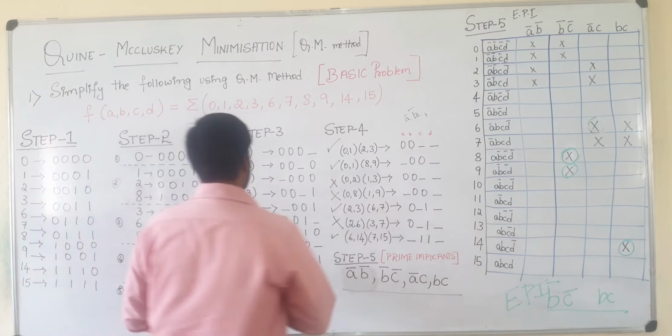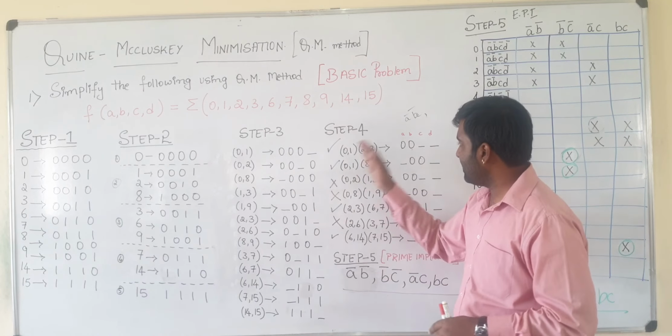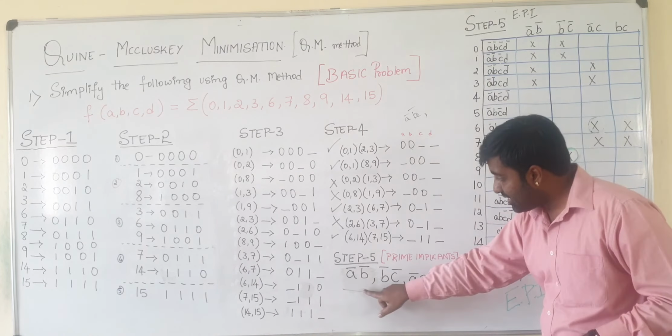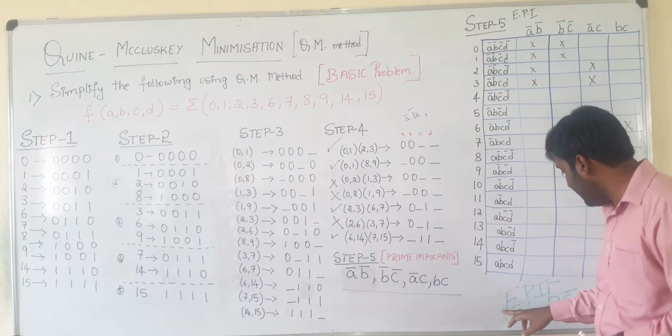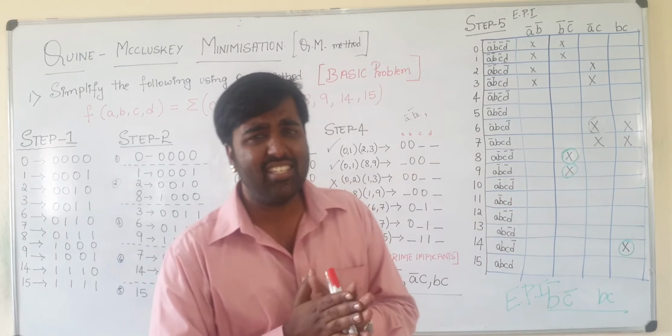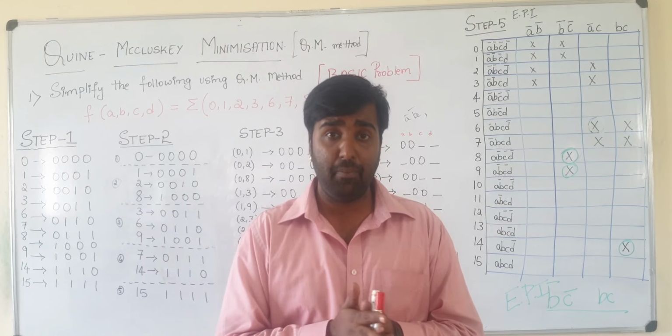After which you start comparing each and every bit, single bits. Next in step 4, it is double bits. You write the Boolean values in step 5, and next you plot this particular table to find the essential prime implicants. So this is all, guys. This is the simplest problem which I have taken here to help you understand.